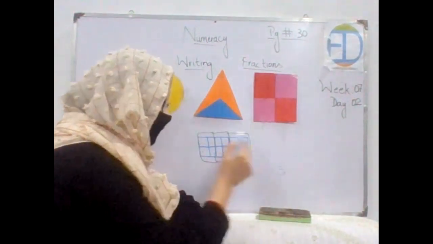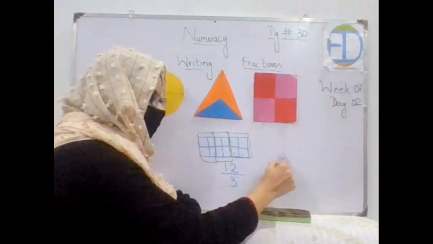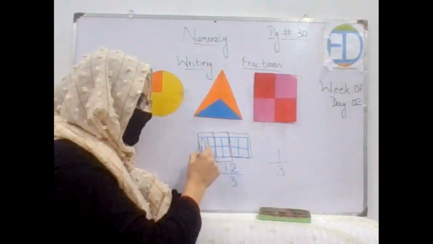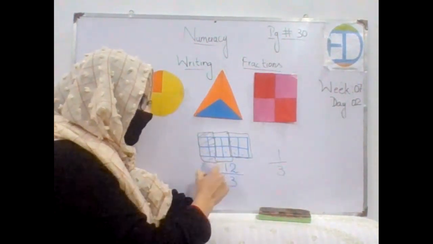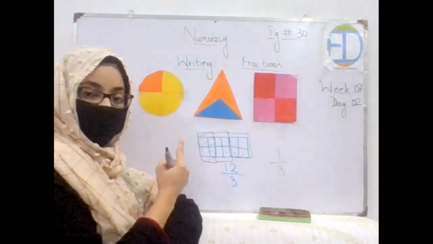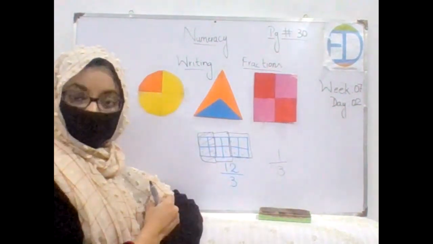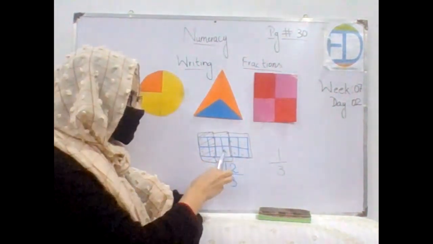Now, how many parts have you divided this into? 3. And what is this part? If we talk about this one, how much is this? 1. So this means that this one part is 1 by 3 of the whole. This is one part or one fraction of this whole 3. Got it? Now look at this one.